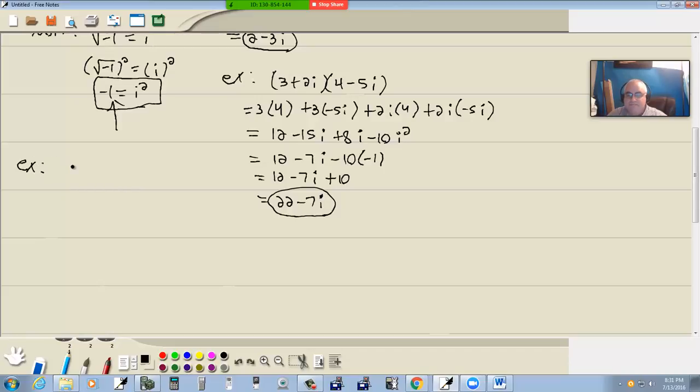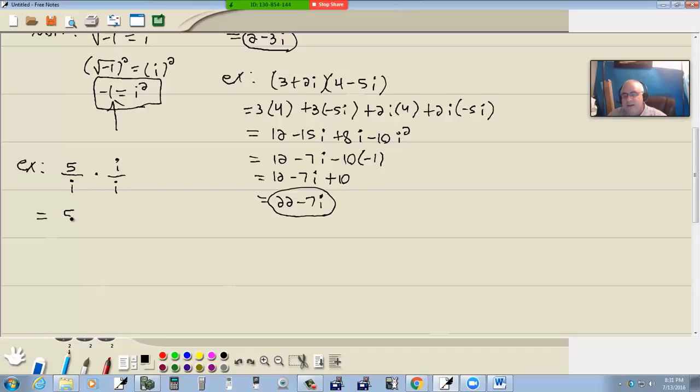Now division. You have two different cases with division. One of them is where you have a single i down here. It might be i, it might be 2i, but you have a single i down. How you simplify this, division means basically put it into standard form, is you have to multiply the top and bottom by i.